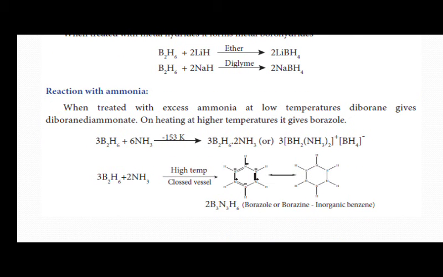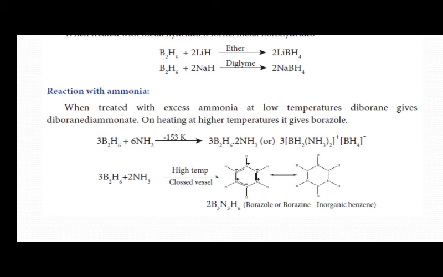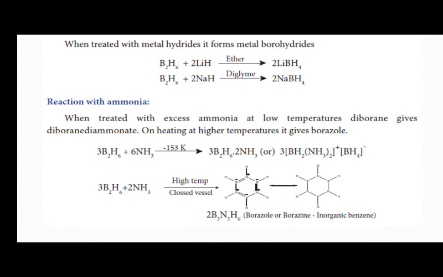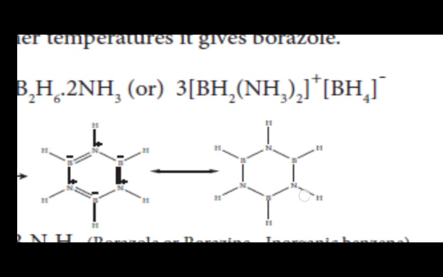So see here, this is diborane ammoniate, [BH2(NH3)2]+[BH4]-, or you can write it like this, 3 moles of BH2(NH3)2 plus BH4 minus. Then borane with ammonia at high temperature in a closed vessel gives borazole or borazine, inorganic benzene. Can you see the structure?